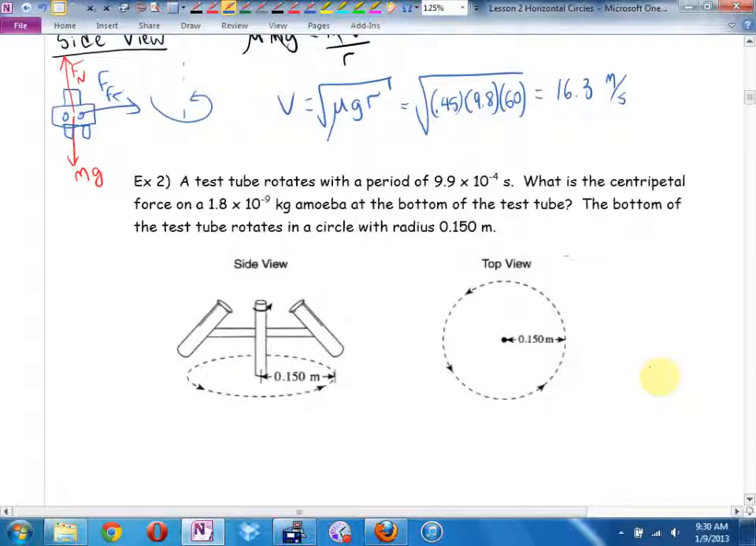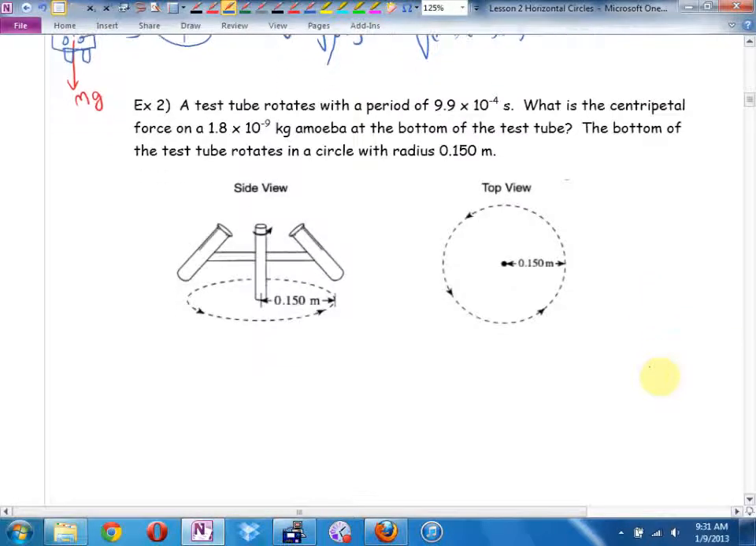A test tube rotates with a period of 9.9 times 10 to the negative 4 seconds. What is the centripetal force on a 1.8 times 10 to the negative 9 kilogram amoeba at the bottom of the test tube? The bottom of the test tube rotates in a circle with radius 0.150 meters. What are they asking me to find here?